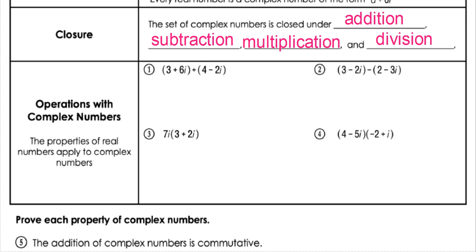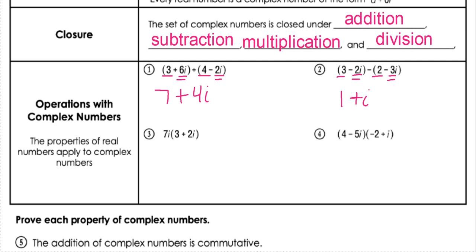When we add, we're going to add the real parts together, and then we're going to add the imaginary parts together. So that would give me 4i there. And that's all the simplifying you can do. You can't combine the real with the imaginary. For number 2, we're subtracting. Same thing. We're going to subtract the real parts, and then we're going to subtract the imaginary parts. You can write it as 1i. You are also welcome to write 1i as just i, whatever makes the most sense to you.